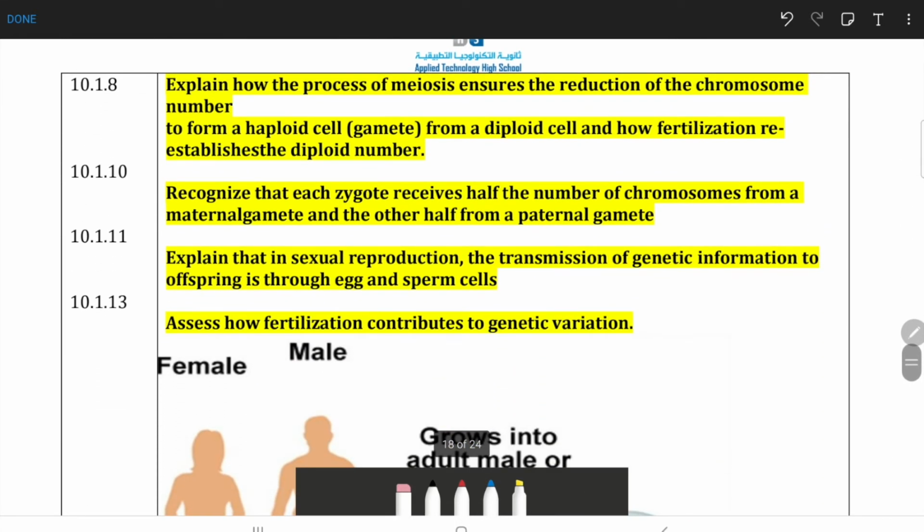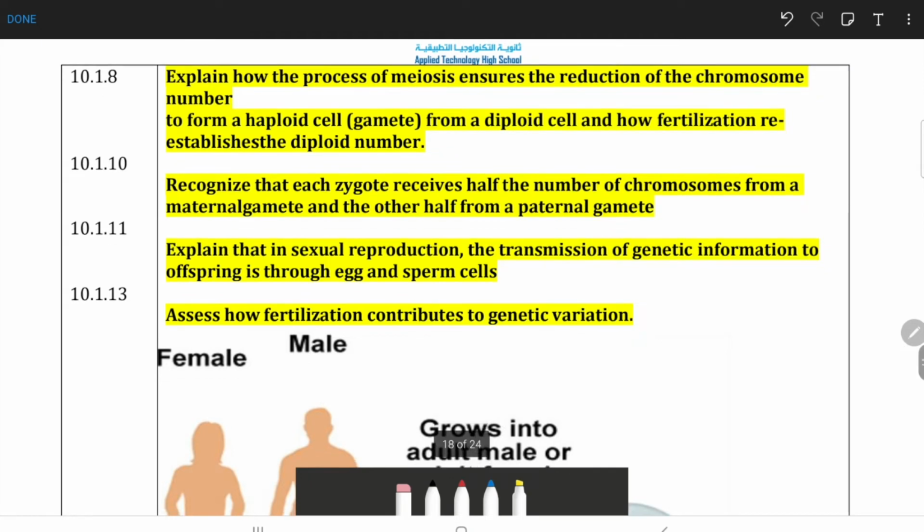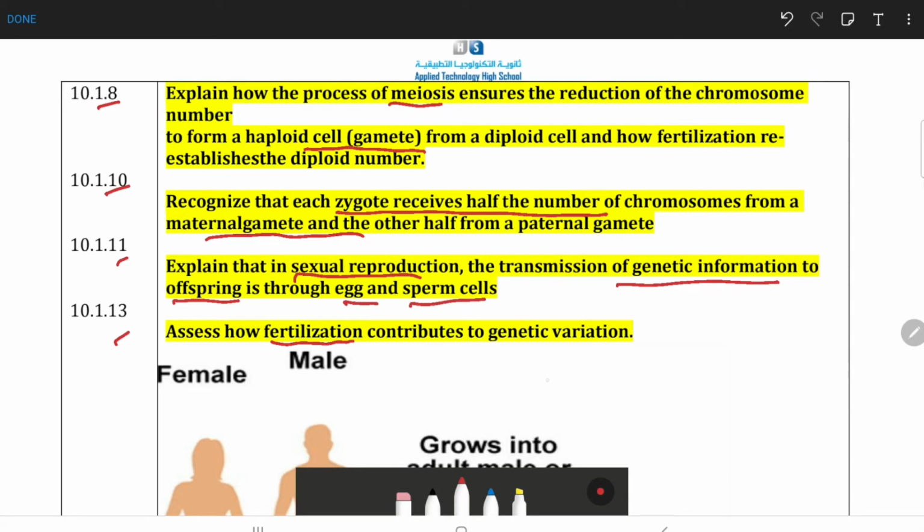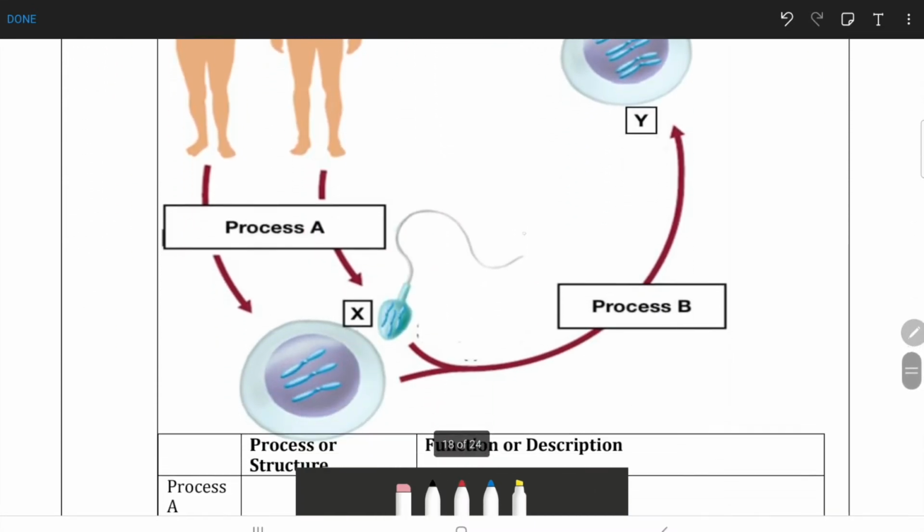Okay, here a lot of KPIs are merged, like 10.1.8, 10.1.10, 11, and 13, and all talk about the same thing: fertilization. Meiosis results in gametes, and gametes receive half of the chromosomes. They join together to make the zygote. Sexual reproduction is the transmission of genetic information to offspring by the help of egg and sperm. So all concepts are the same. If you understand this diagram, you will be able to understand everything, and answer anything in the exam.